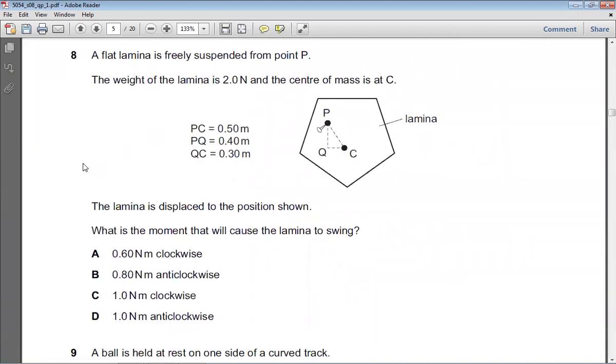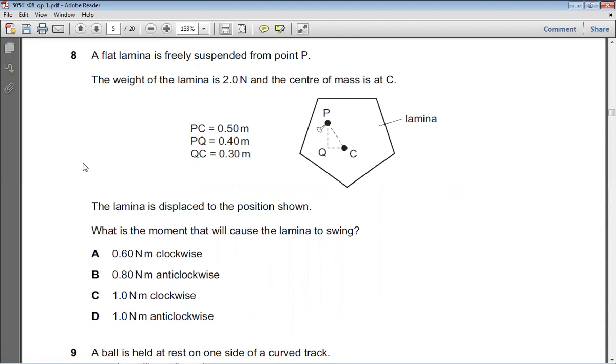A flat lamina is freely suspended from the point P. The weight of the lamina is 2 Newton and the center of the mass is at C. PC is equal to 0.50 meter. PQ length is 0.40 meter. The QC length is 0.30 meter. The lamina is displaced to the positions shown. What is the moment that will cause the lamina to swing?